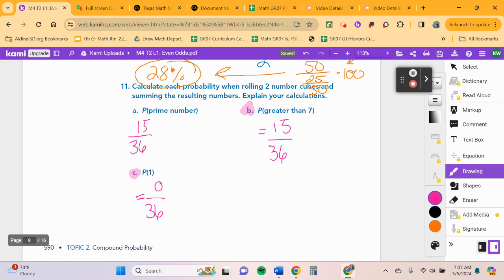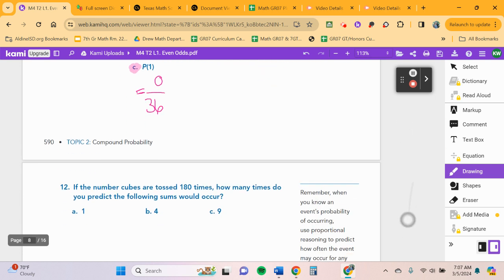All right, let's compare answers. For B, you should have gotten 15 out of 36 for the probability of rolling numbers greater than 7. And then the probability of rolling a sum of 1 would be 0 out of 36 because our smallest outcome is 2 when you roll two ones. Remember, we have 2 number cubes. All right, let's move on.